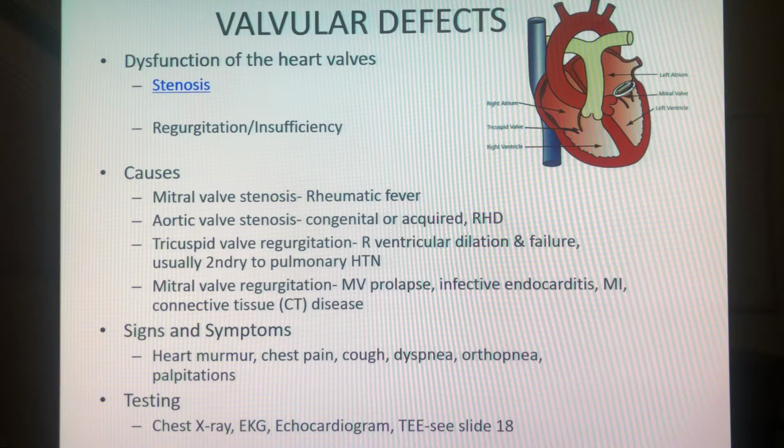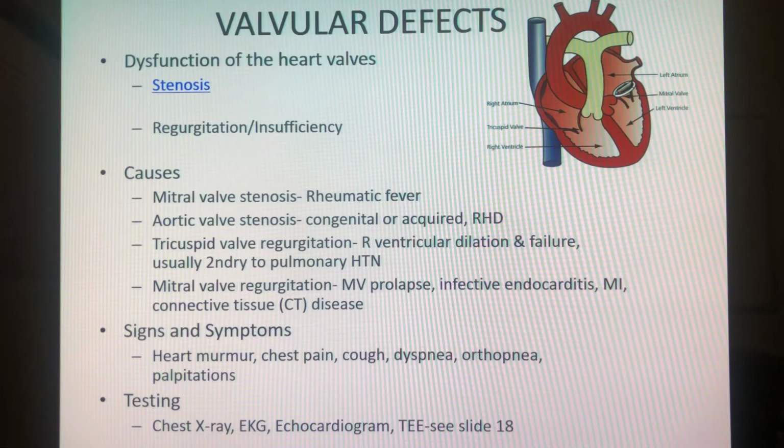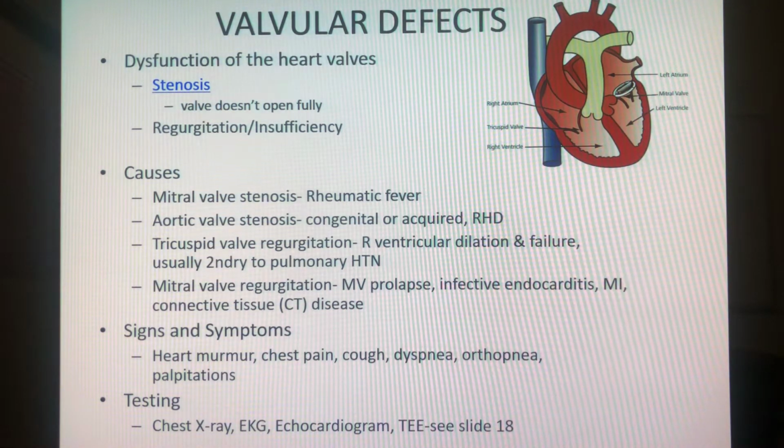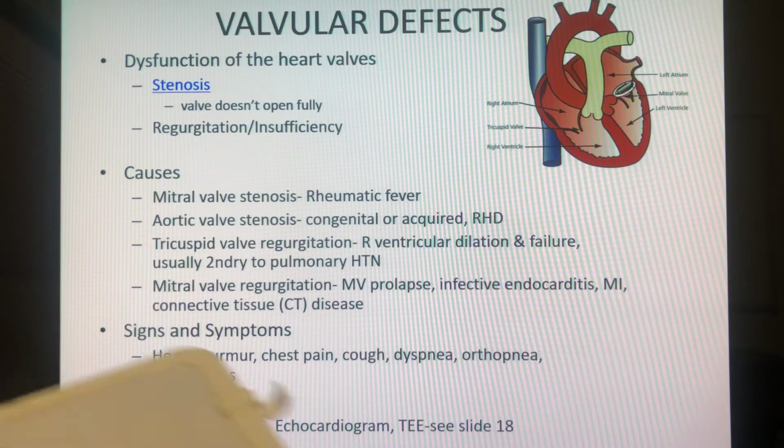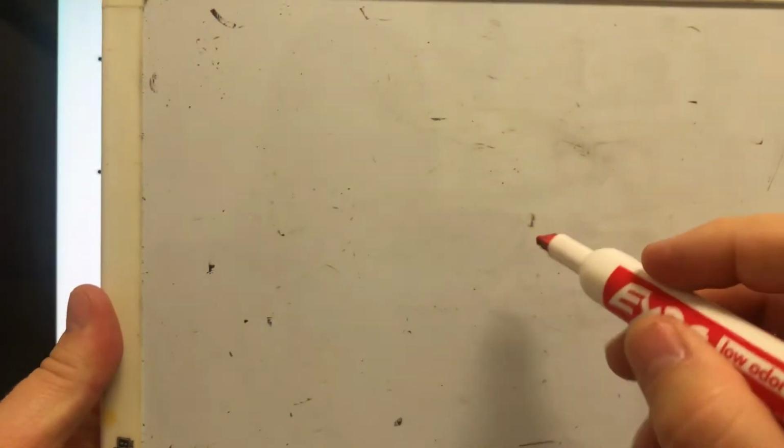What I do want to talk about a little bit is the valve defects. For example, stenosis. The word stenosis means that the valve doesn't open fully, but it also means that there's a narrowing, so you can define it either way. It's still the same thing: either your valve is narrowed or it doesn't open fully. It means the same thing. When we're talking about stenosis, I'm going to see if this works and draw it.